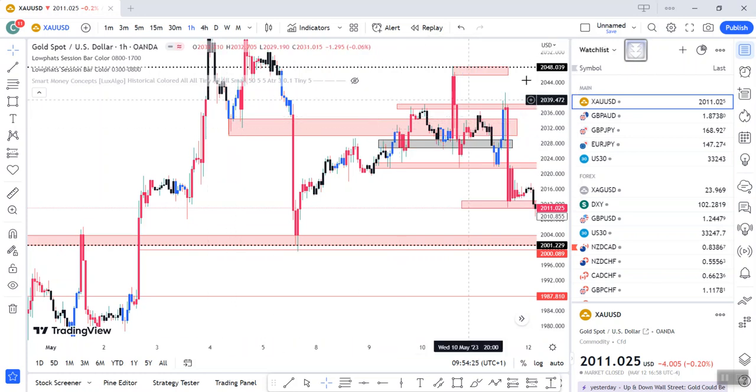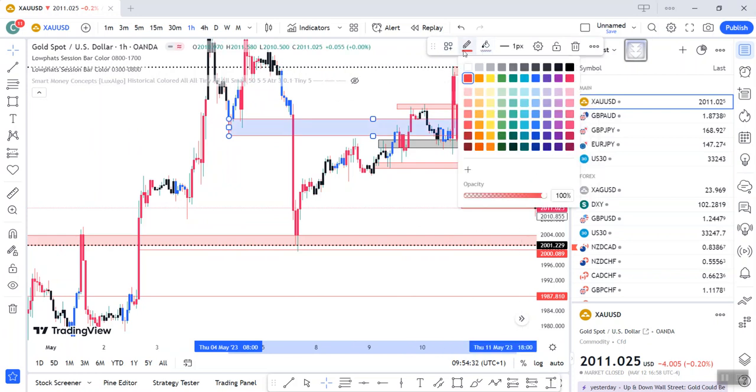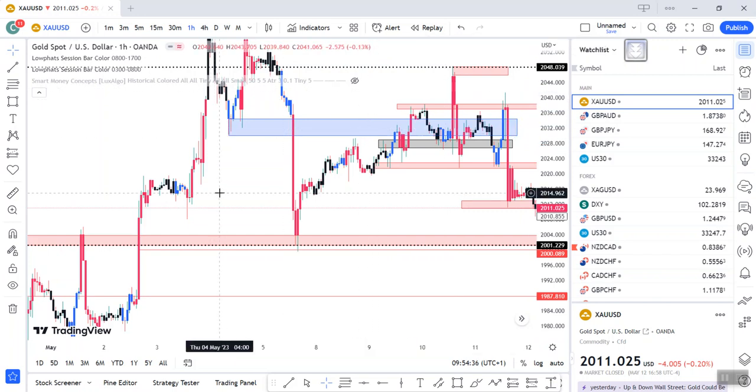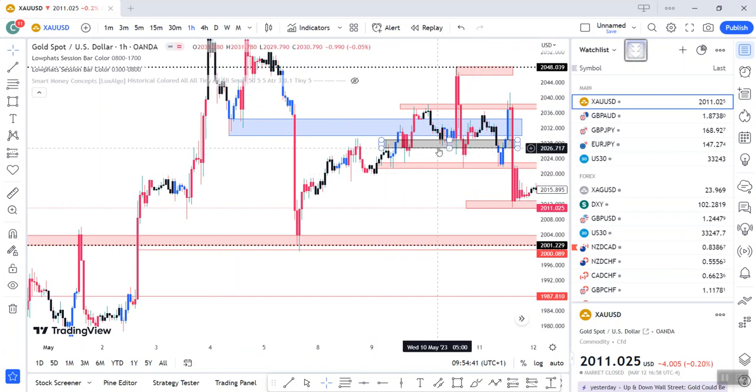Okay, this one blue, blue. I'm just trying to make all of them distinct. Okay, if you look at this Asian zone here, you see that it has been respected one, two, three. For 3 sessions, it has been respected.